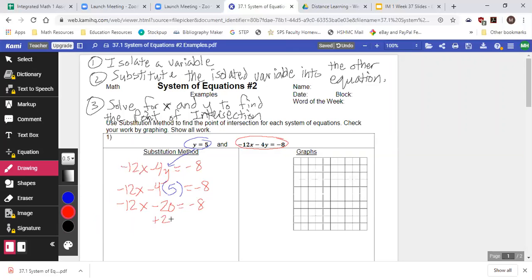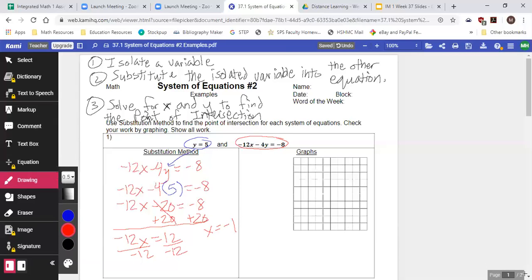Then we add 20 on both sides to get x by itself, because step 2 was to substitute the isolated variable into the equation. So we just did that. We took the isolated variable and plugged it into the other equation. Step 3 is to solve for x and y to find the point of intersection. So we already know what y equals. Now we need to solve for x by adding 20 on both sides. And we get negative 12x equals negative 8 plus 20, which is 12. Lastly, we divide by negative 12 on both sides. And 12 divided by negative 12 is negative 1.